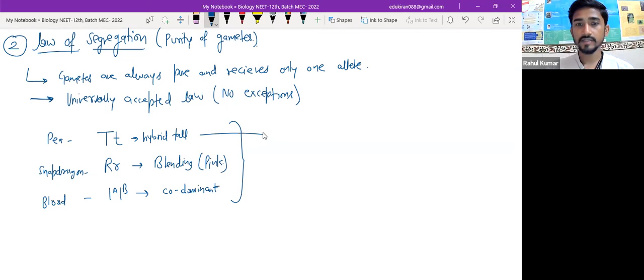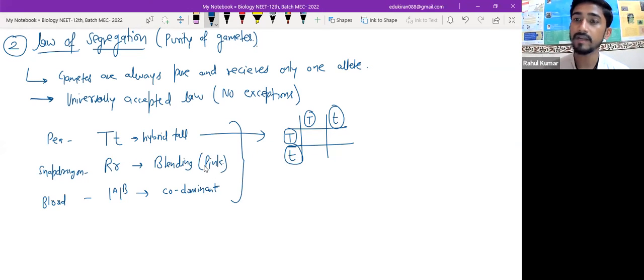Because taking the example of this one, when you make gametes for the cross, remember that they always segregate independent of each other, right? The gametes are always pure, right? You understand? No matter when they were present together, whether they were blending or not blending, they were codominant, incomplete dominant, or dominant. When a gamete is formed, they segregate independent of each other. This capital R will go independent of small r, and only one will be received by one gamete. Okay? And no blending will be there.